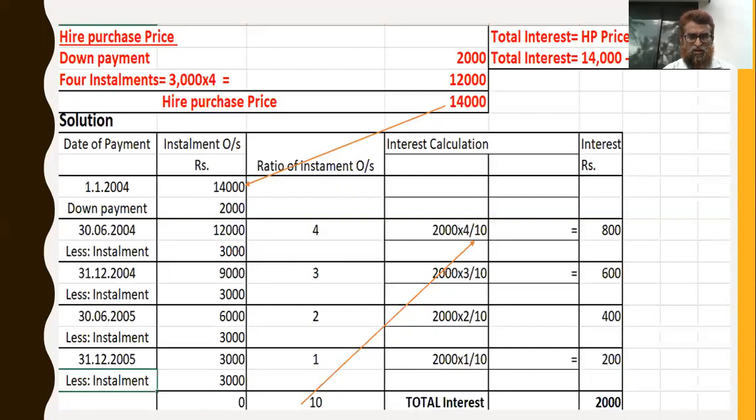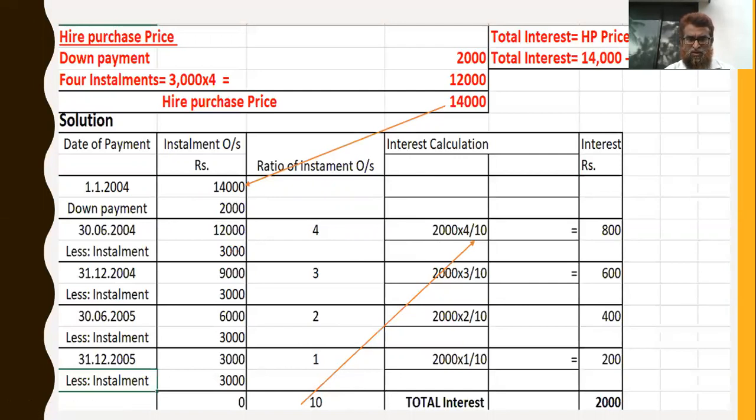Now by the end of 31/12/2005, the installment outstanding will be 3,000. Now you deduct the last installment of rupees 3,000, balance will be nil. Now by the end of every installment, you got the amount outstanding as 12,000, 9,000, 6,000 and 3,000. This should be reduced to a ratio. Then you will get the ratio of 4:3:2:1. As you see the cursor point here, and total of this is 10. Now total interest you have already calculated, that is this 2,000. This should be divided for the 4 installments.